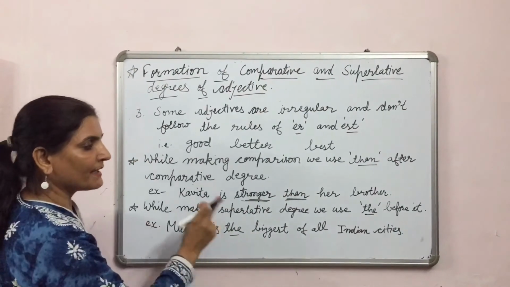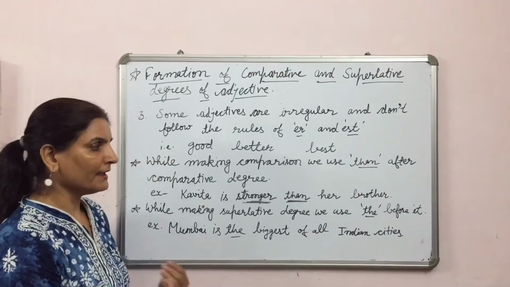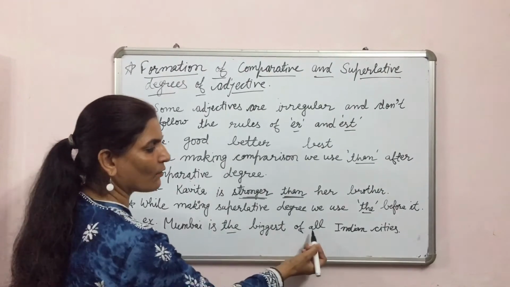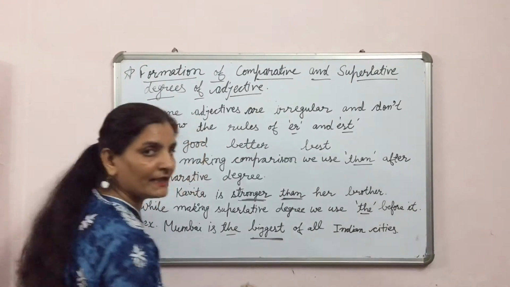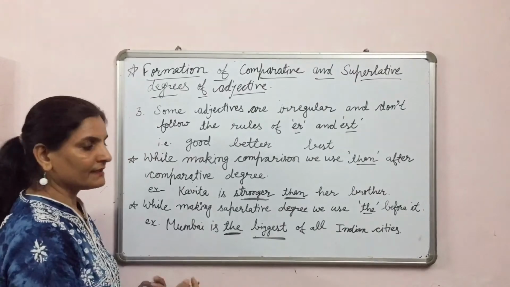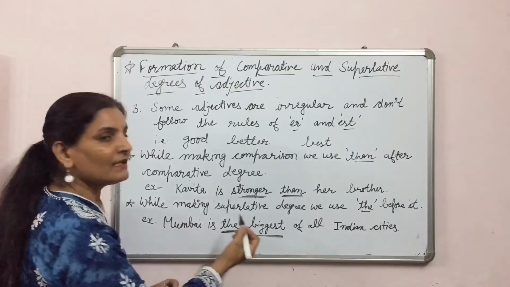And while making superlative degree, we use the before it. For example, Mumbai is the biggest of all Indian cities. Here, biggest is superlative degree and we have used here the before that. So, before superlative degree, the is used.